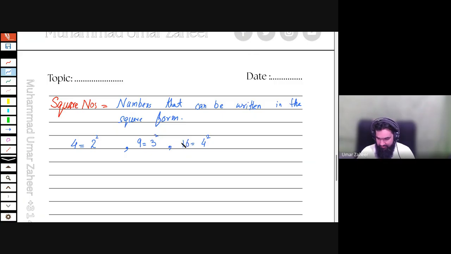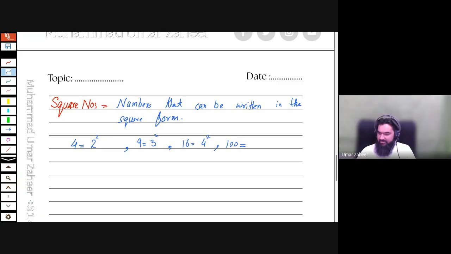Some students are saying that 3 is a square number. 9 is a square number because 9 can be written as the square of 3. They think that 3 is a square number, but 3 is not a square number. All right. Let's talk about 100. Yes, Azizul. 100 is a square number.